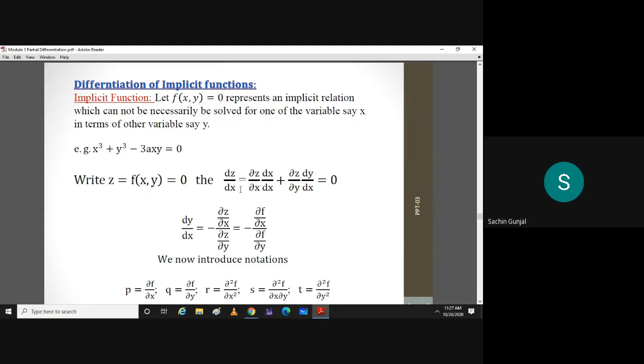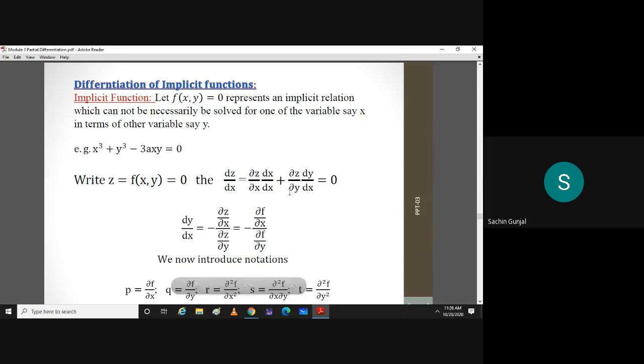So dz equals ∂z/∂x dx plus ∂z/∂y dy. Which is again the same as dz/dx equals ∂z/∂x dx/dx plus ∂z/∂y dy/dx. So this dx/dx becomes 1. So dy/dx you can calculate, which is minus ∂z/∂x upon ∂z/∂y.